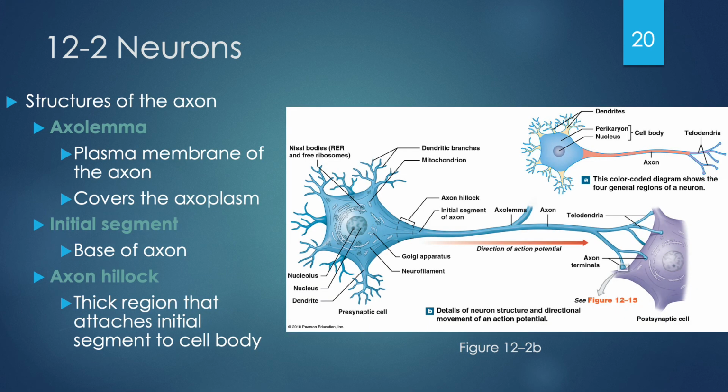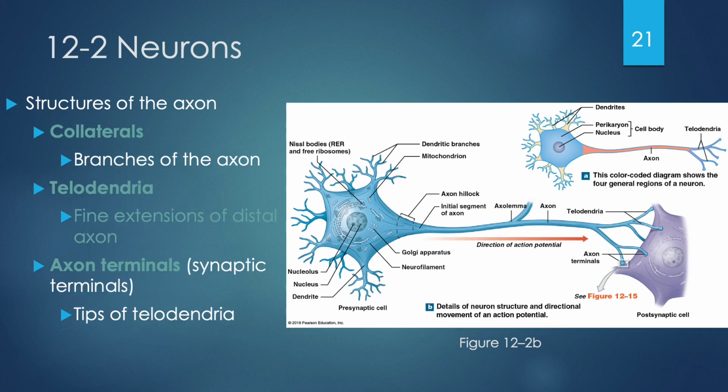Other structures of the neuron include the axolemma, which is just the plasma membrane around the axon, as opposed to being the plasma membrane around the cell body. So it's the axolemma. The initial segment, as you'll see if you look closely at the image towards the left, is the very base of the axon. So that's the very first part of the axon. And then we have something called the axon hillock. The axon hillock is a thick region that attaches the initial segment, which is the first part of the axon, to the main cell body on the left.